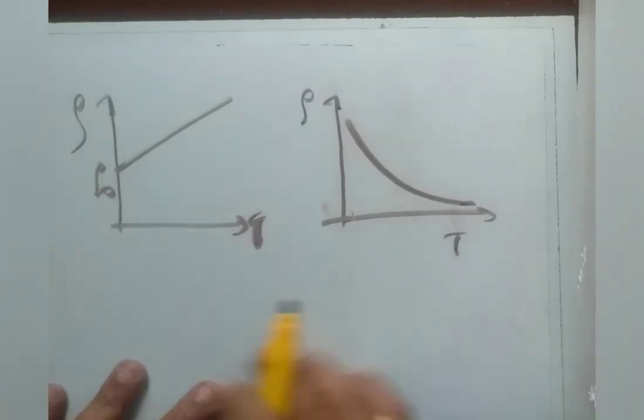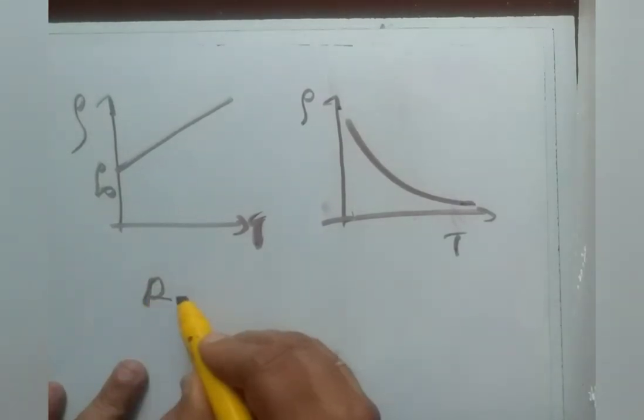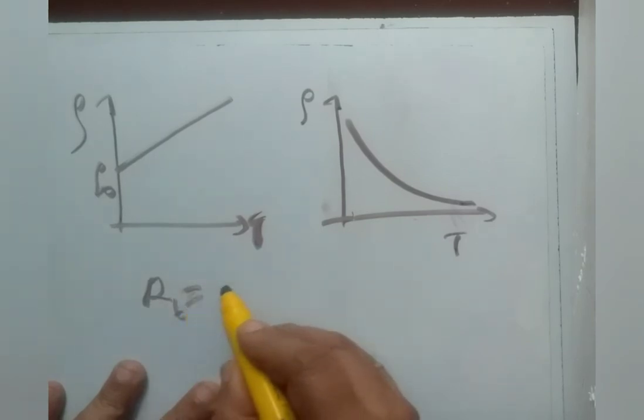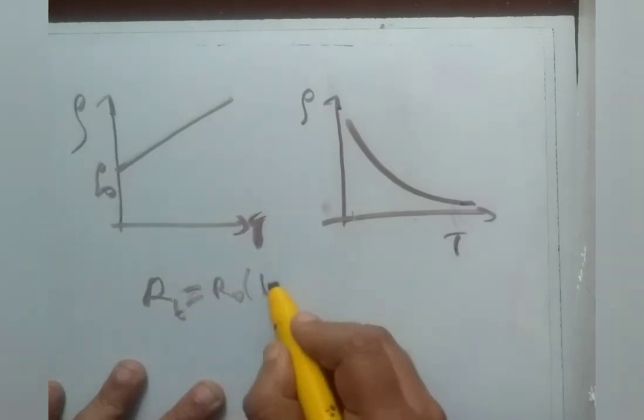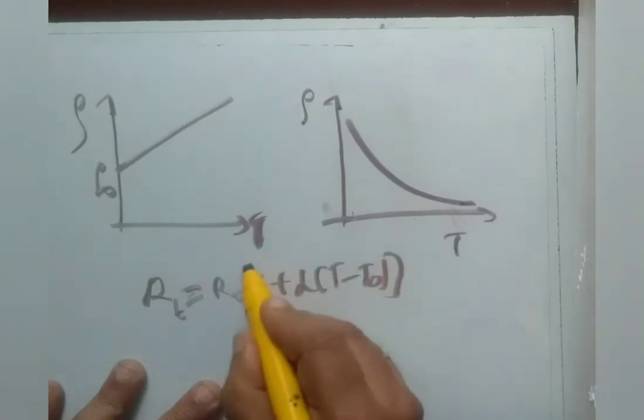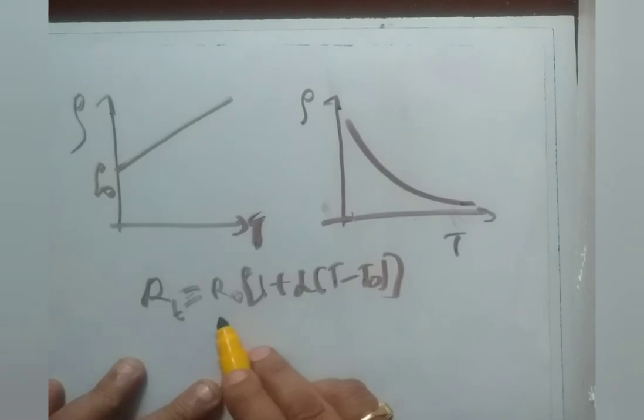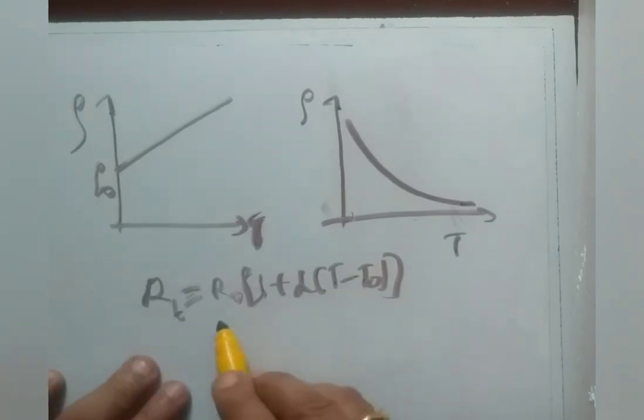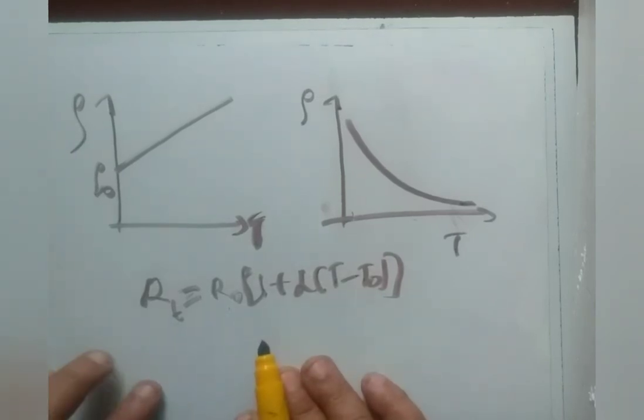And also, we can write it for the resistance. For metals, resistance at any temperature, R_T, can be written as R naught into 1 plus alpha (T minus T naught). Here T naught is a reference temperature and R naught is resistance at that temperature. R_T is resistance at this temperature T. So this is another thing.